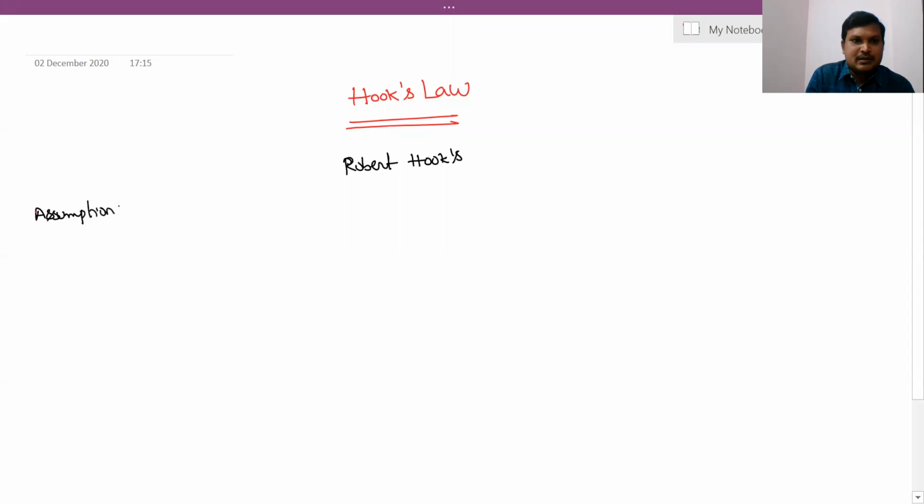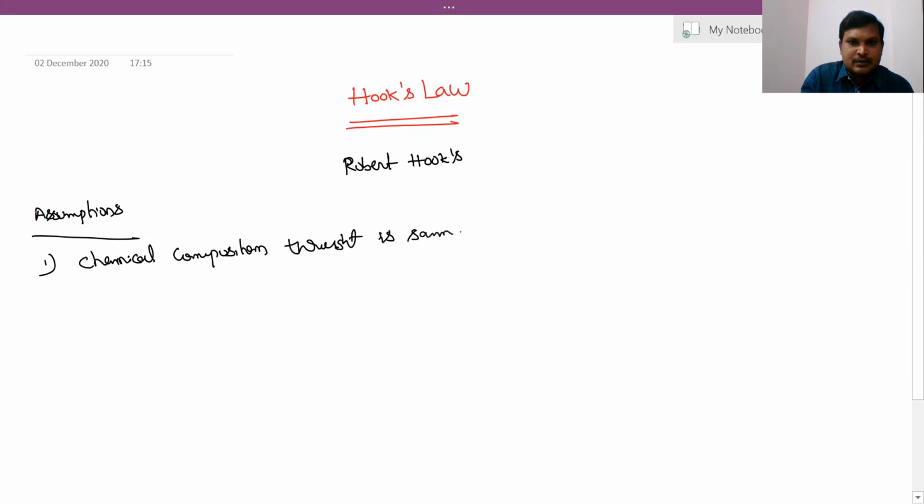So for doing the Hooke's law derivation, we should know some assumptions. The first assumption is that the chemical composition throughout is the same for the material. So for the entire material, the material property, all the chemical composition should be the same.